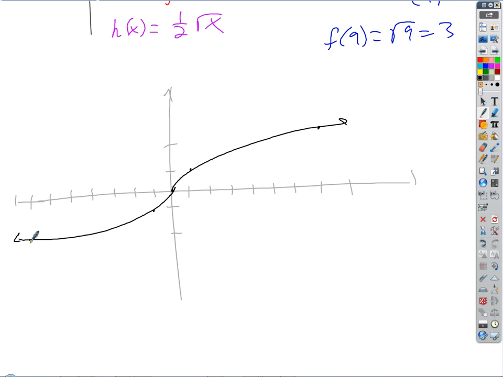Okay, so let's tweak that. What if instead we've got, how about if we do something like g of x equals 2 times the cube root of x. So where are some points that would be easy to double?